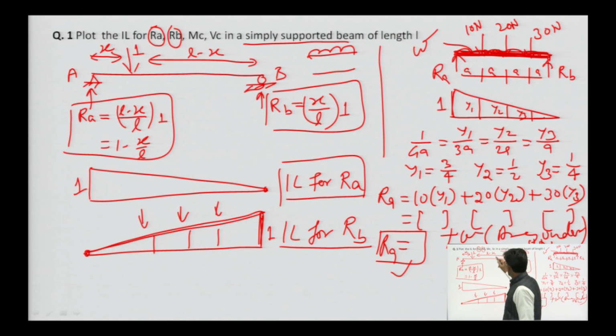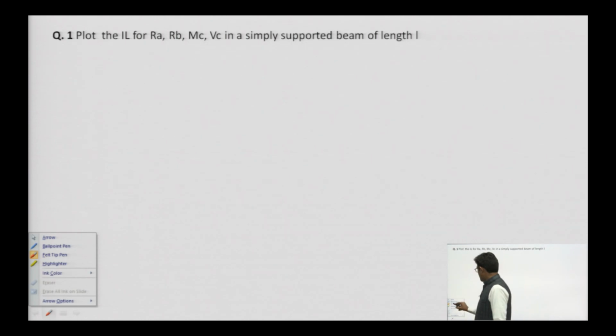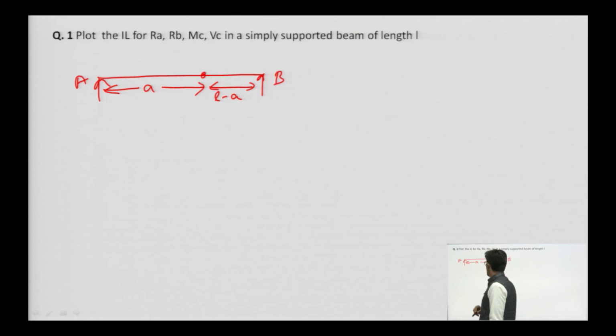Next, we need to plot the IL for MC, the bending moment, the IL for bending moment at point C. Let me define point C here. If L is the total distance, then this distance is L minus A. Say this point is A, this point is B, and this point is C.